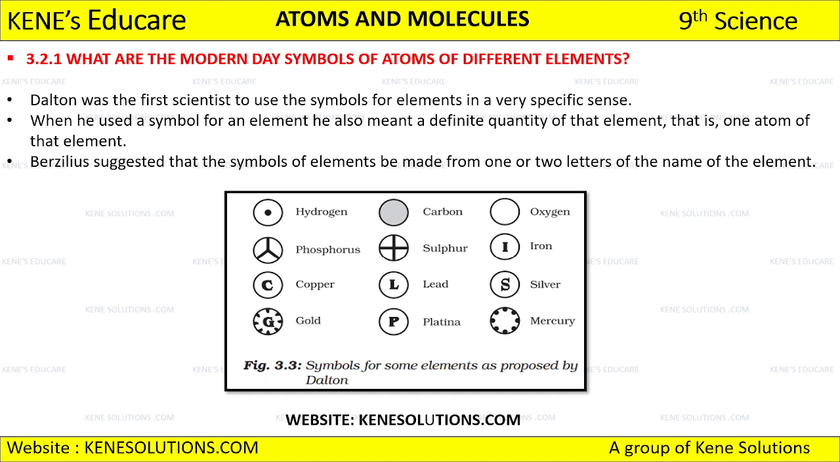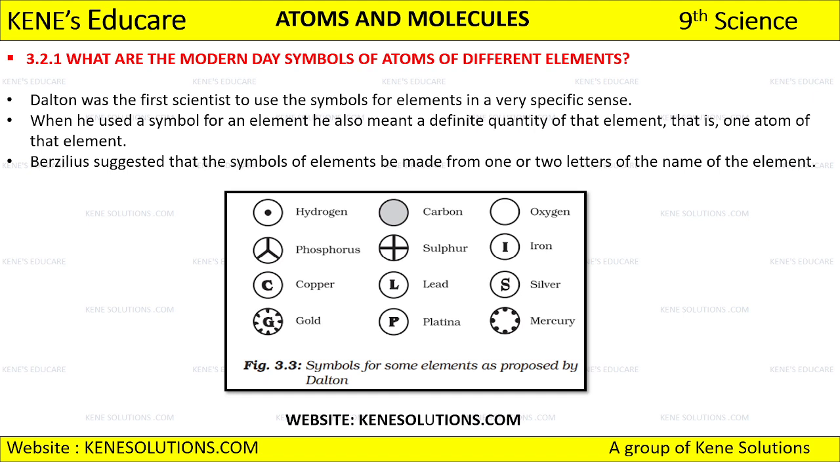But after that, Berzelius suggested that the symbols of the elements be made from one or two letters of the name of the element. Why use a symbol? Just take the name of the element: for hydrogen we can represent it as H, for carbon C, for oxygen O, for phosphorus P, for sulfur S, iron I, copper C.